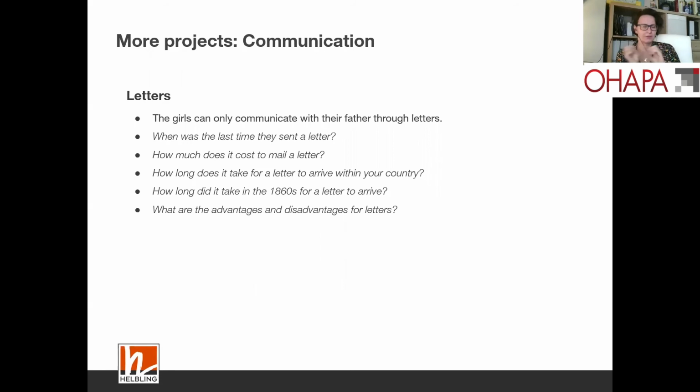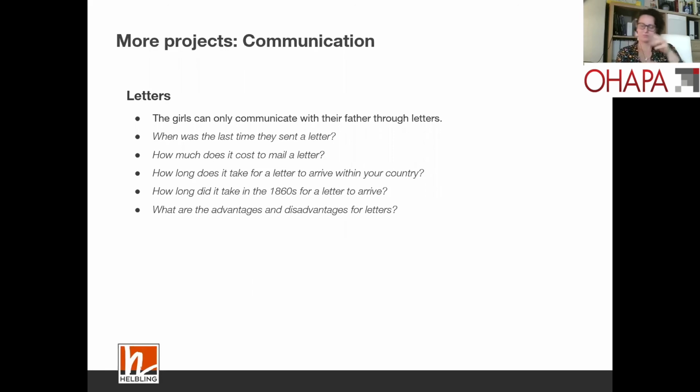There are a lot of letters coming and going in this story, and especially the girls write a lot of letters to their father. So you can ask your students, when was the last time they sent a letter? How much does it cost to mail a letter? Do we even know? How long does it take for a letter to arrive within your country? And how long did it take in the 1960s for a letter to arrive? So we really have to be patient. You can remind them. What are the advantages and disadvantages for letters?